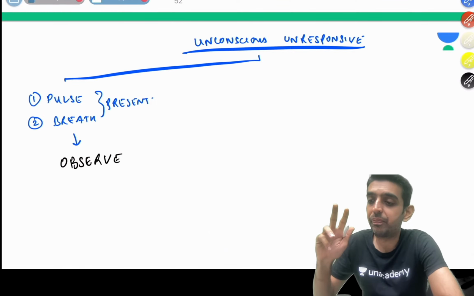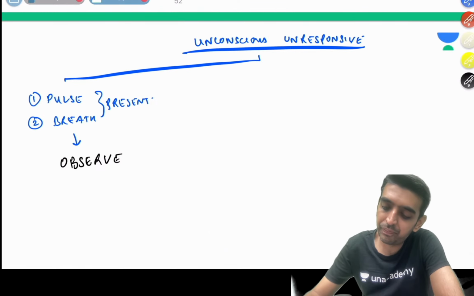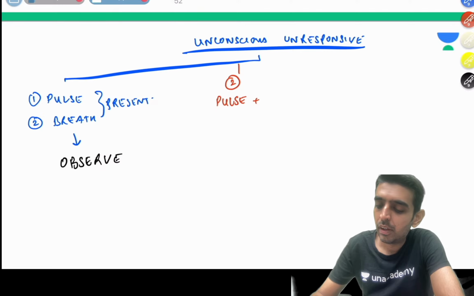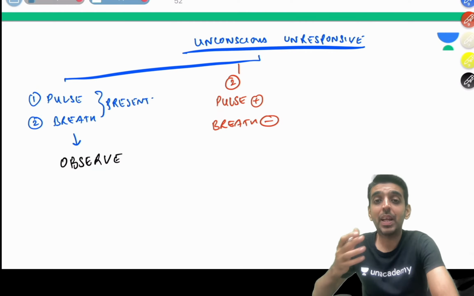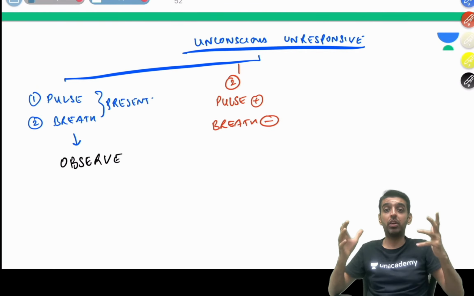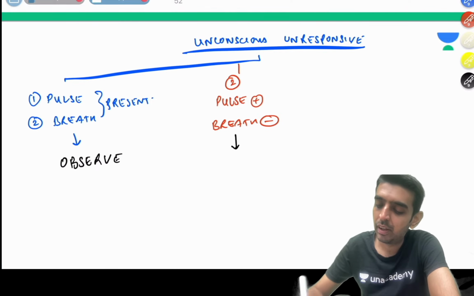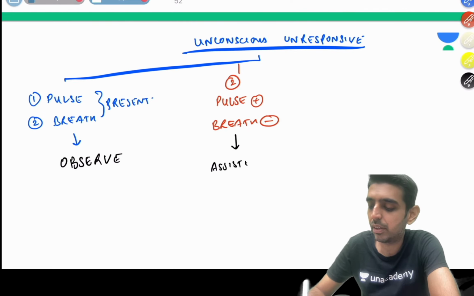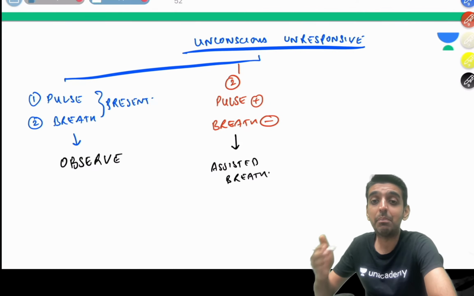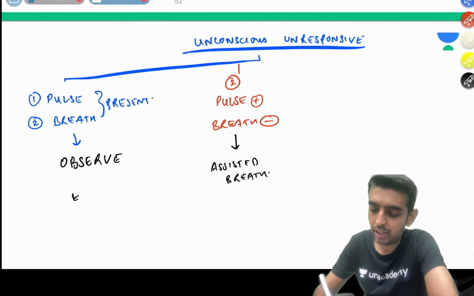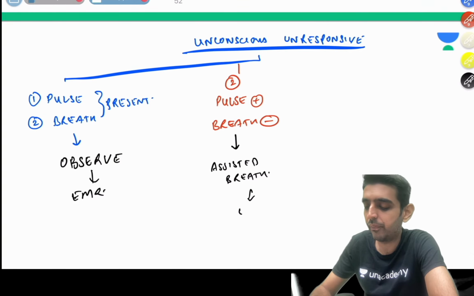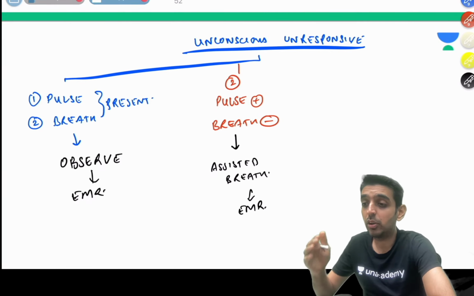What is the second scenario? Where pulse is present but breath is absent or abnormal or agonal breath. What will you do in such a scenario? We will just give assisted breath and wait for the EMR, the emergency medical response team, to arrive.